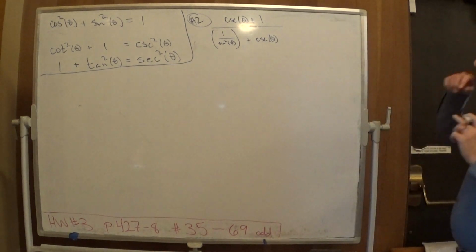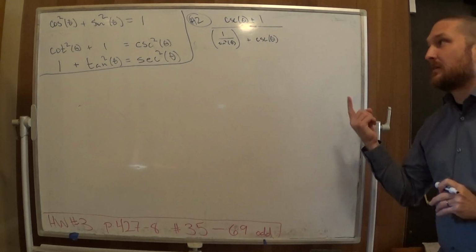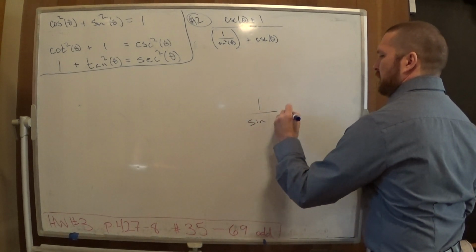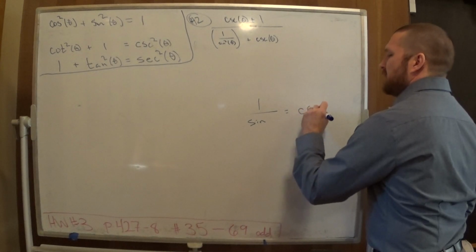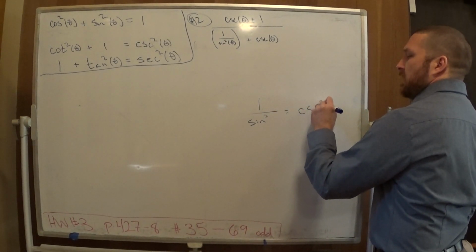Now, right away, we have a few options. Are cosecant and sine related? Yeah, they're reciprocals. So maybe it'll help to turn one into the other. 1 over sine is equal to what? Cosecant, right? And so then 1 over sine squared would be cosecant squared.